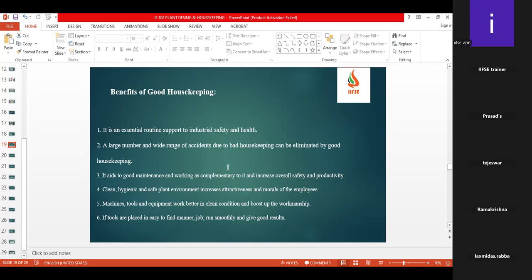Then a clean, hygienic, and safe plant environment increases attractiveness and the morale of the employees. When I say hygiene, if you have a canteen and your canteen is not maintained well, you are not disposing of the food waste properly, they are not cleaning the canteen tables or canteen facility on a day-to-day basis, what will happen? It will start to give a smell, or over a period of time it may lead to food poisoning as well. Okay.